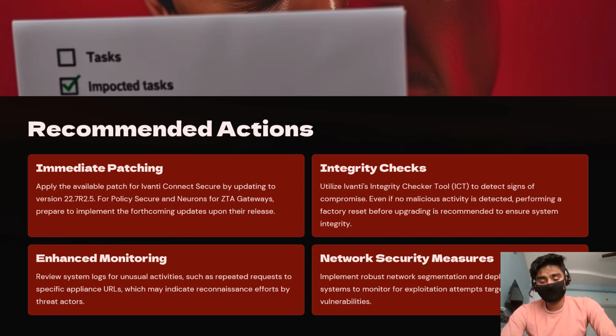So network security measures, what we can take, is all about implementing robust network segmentation, and also deploying systems to monitor for any further exploitation attempts targeting the vulnerability. So these kinds of attempts we can also take as recommended actions.